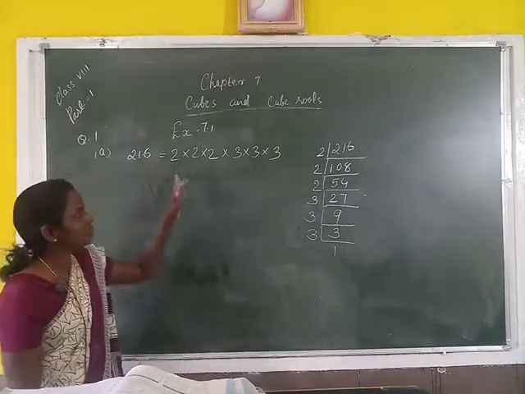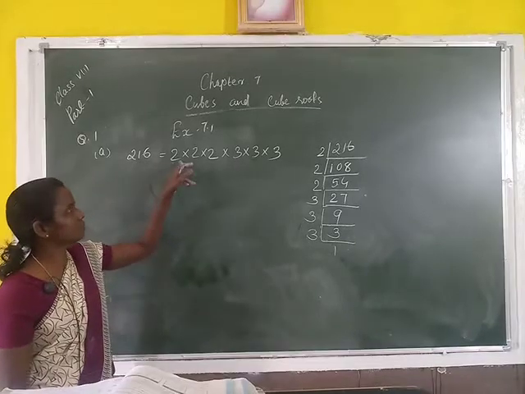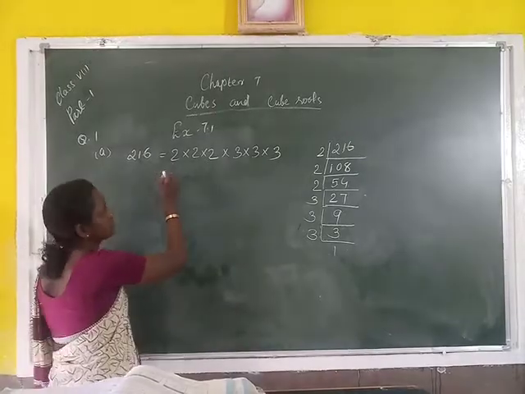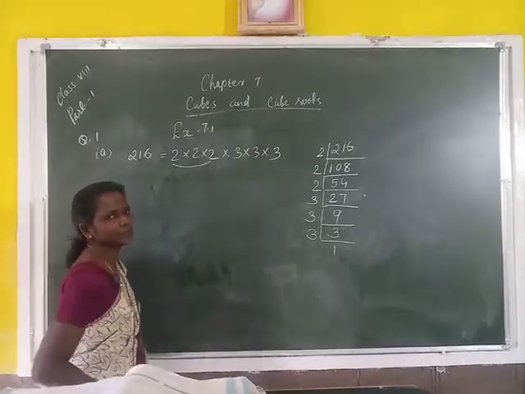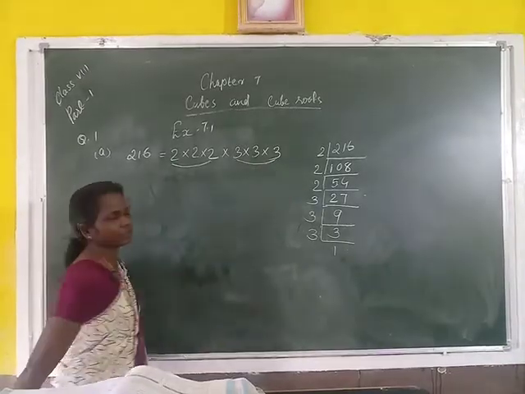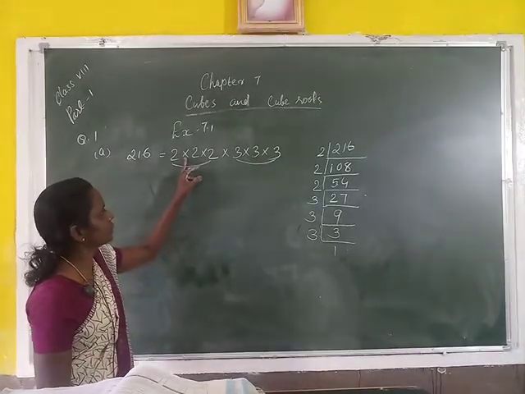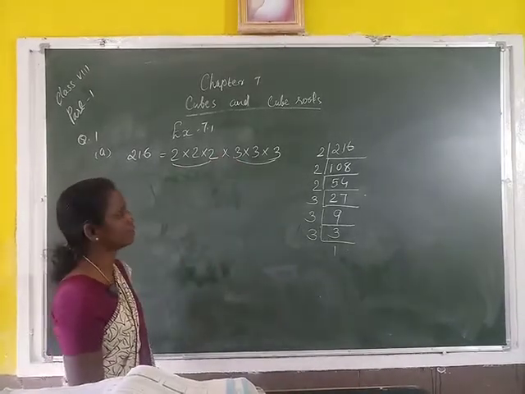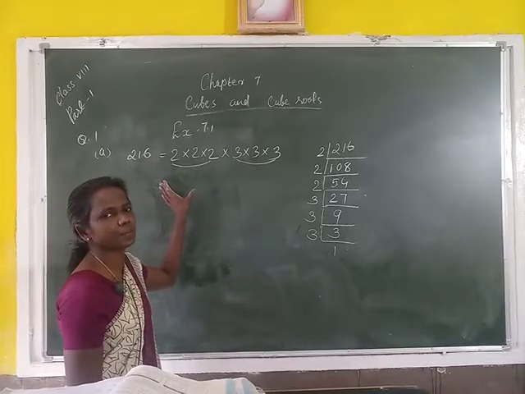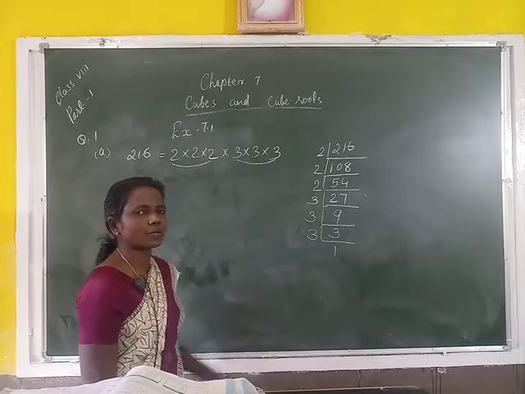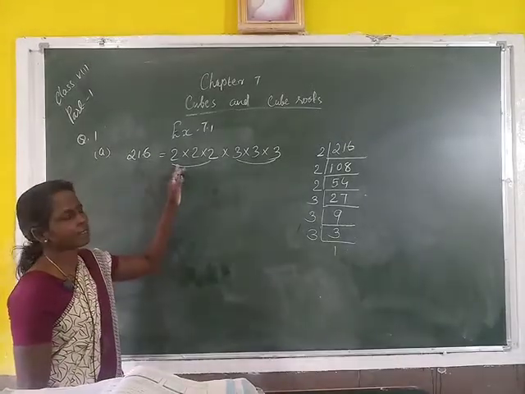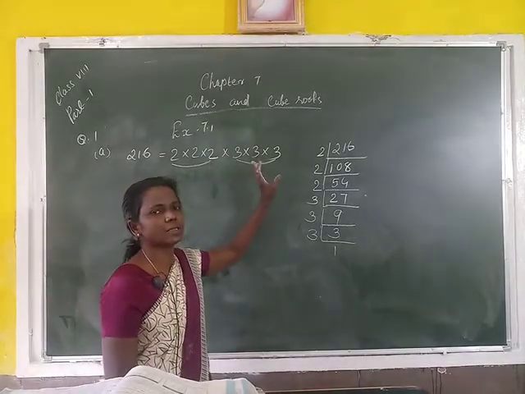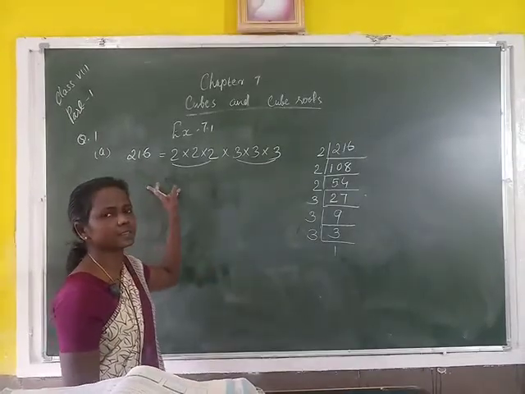Look, these are its prime factors: three factors of 2 and three factors of 3. The next step, we make groups of 3. 2 appears in a group of 3, and 3 also appears in a group of 3. So is this 216 a perfect cube or not? Each factor appears 3 times. Therefore this 216 is a perfect cube.